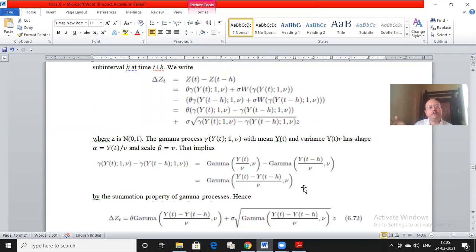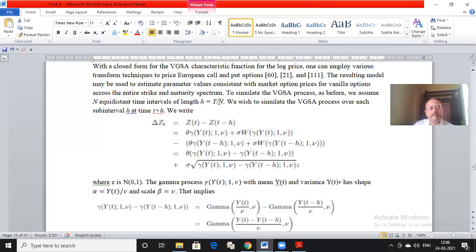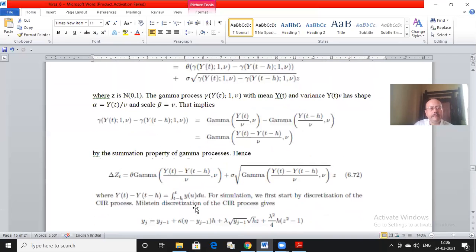So gamma over disjoint intervals are independent. So what I need is a gamma random variable with parameter yt minus h by nu, comma nu. Hence, my delta zt will be finally given by theta times this new gamma random variable plus sigma times square root of this gamma random variable times z.